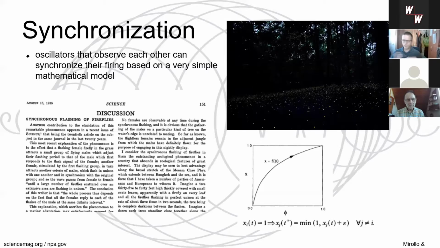It took until 1990 before Mirollo and Strogatz came up with a mathematical model to describe this. And this model is actually very simple. All it says is, when you have a group of oscillators, they will inevitably synchronize each other when they are able to observe their neighbors.